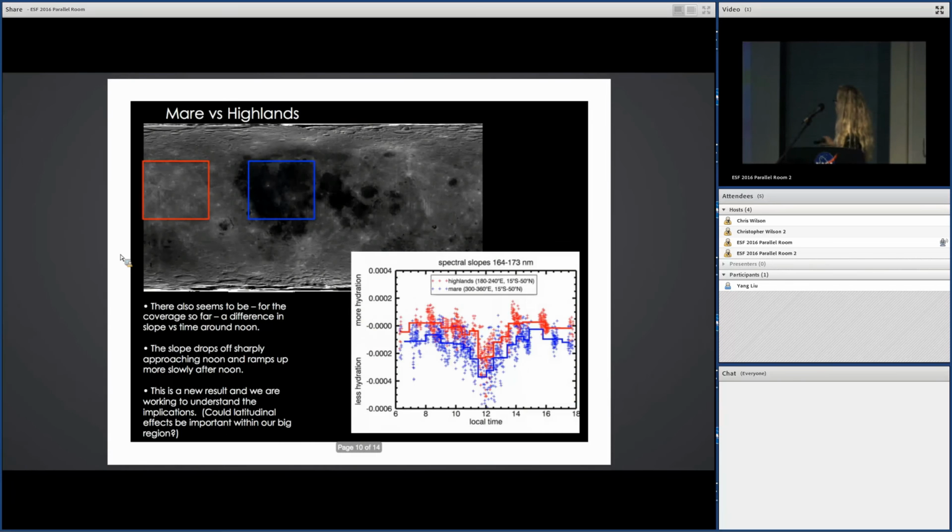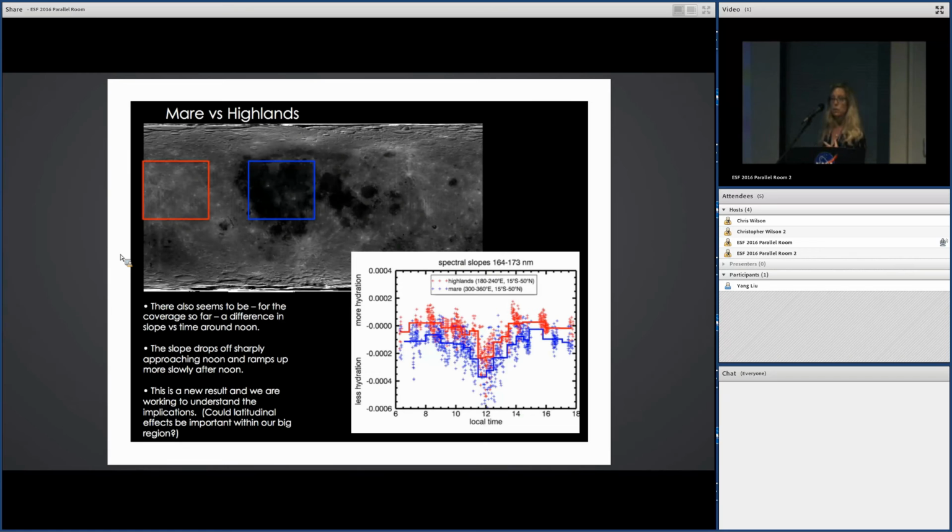Okay. The other thing, this is the same plot, but I want to focus now on this shape, this distribution. As you approach noon, in both regions here, it's especially obvious in the highlands, you get kind of a sharp drop-off as you approach noon. And then it's slow at noon, and then it more slowly ramps back up. So this is an asymmetric distribution.